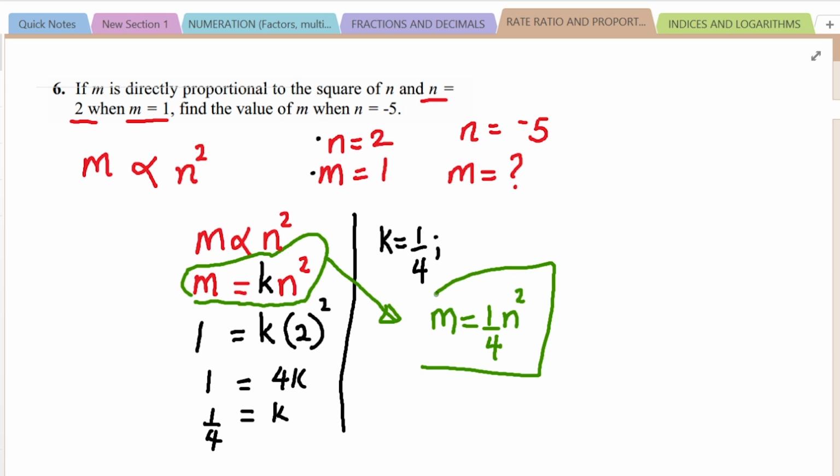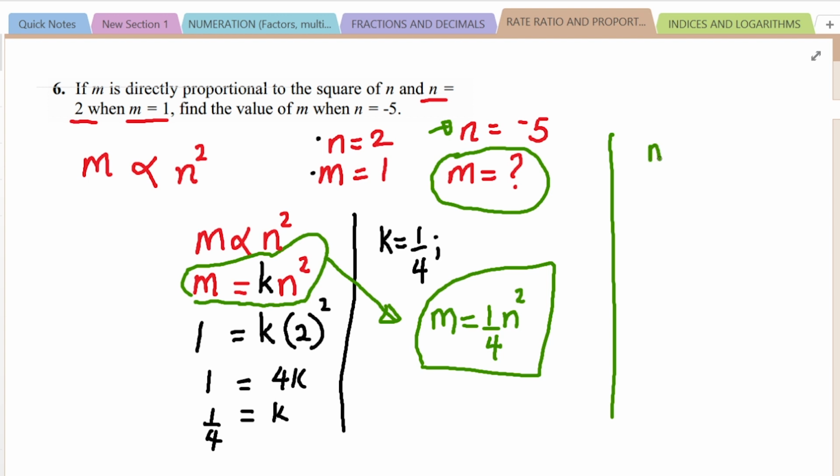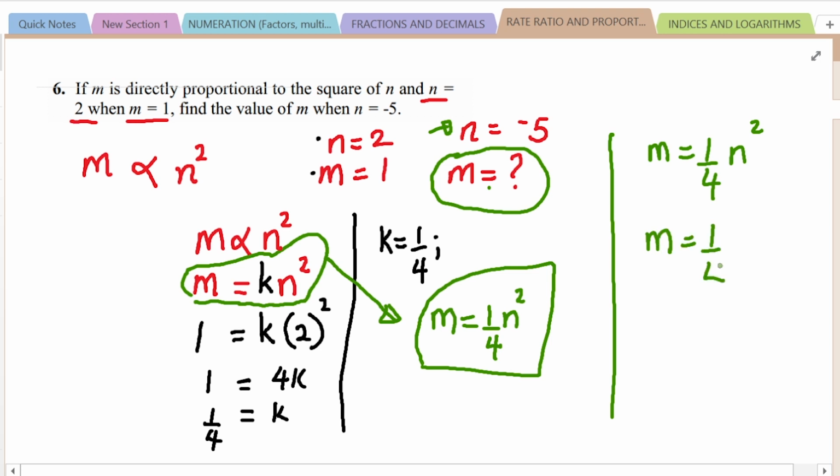Now this is the expression, the equation that relates m to n. Now we can go ahead and find the value of m when n is negative 5. So m is equal to a quarter times n squared. We want m when n is -5, so this is -5 squared. Of course, -5 squared gives us 25, so this is going to become 25/4. And so our final answer for the value of m is 6.25.